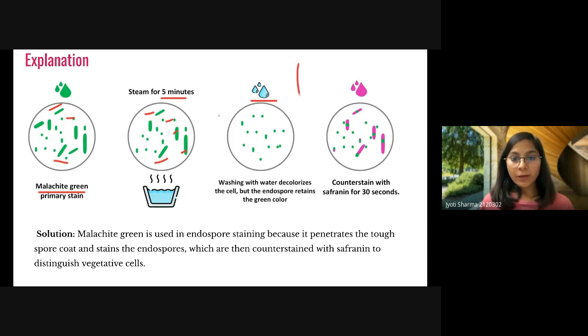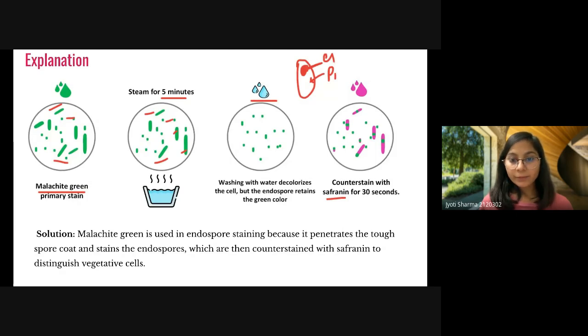So for example, you have this bacteria and you have this endospore. This endospore will be stained only. Whenever you are washing off this slide, malachite green will give the green color to this endospore, and the rest will be colorless. But whenever you are counterstaining it with safranin, the outer parts of the bacteria will have the pink, or let's say red color, but the endospore will have the green color. So this is how we can see it.